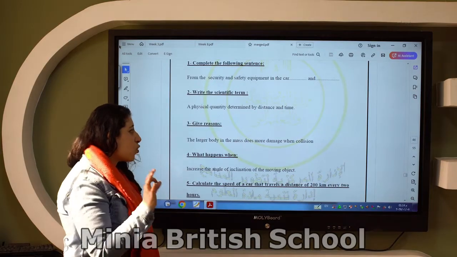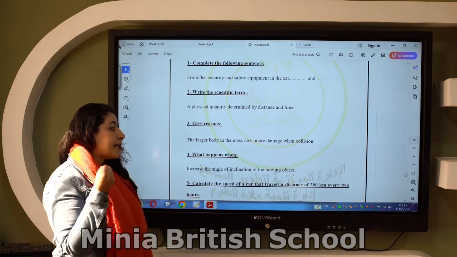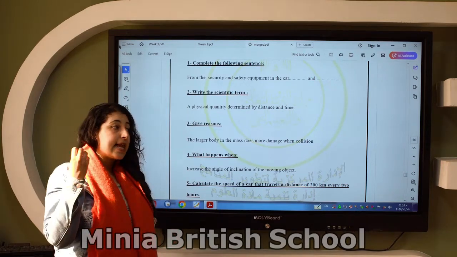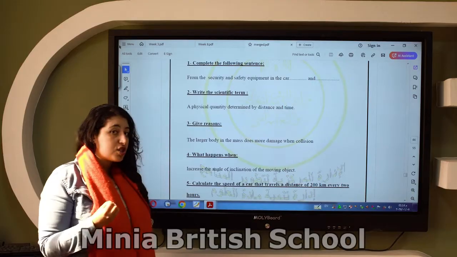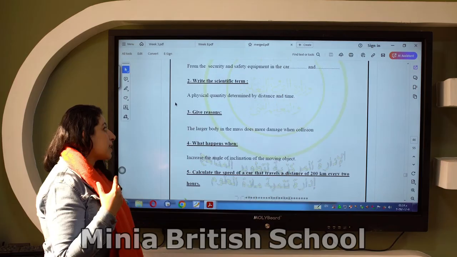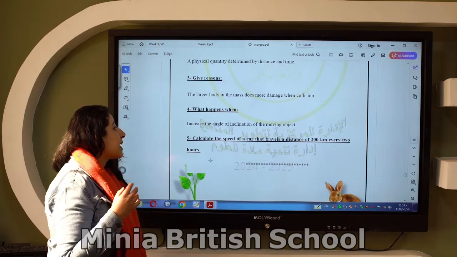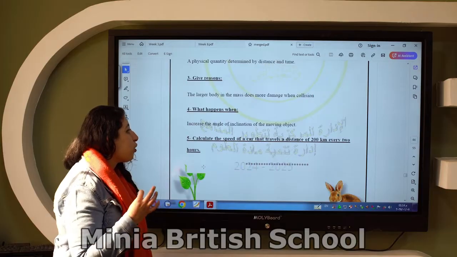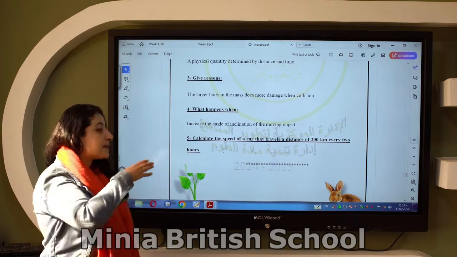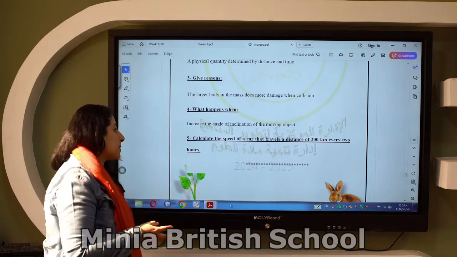Why? It does more damage when collision, because by increasing the mass, the damage increases and collision also increases as force increases also. What happens when we increase the angle of inclination of the moving object? The speed of the rolling object or moving object also increases.